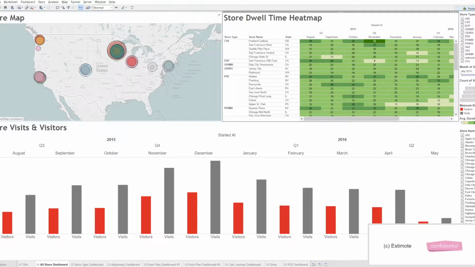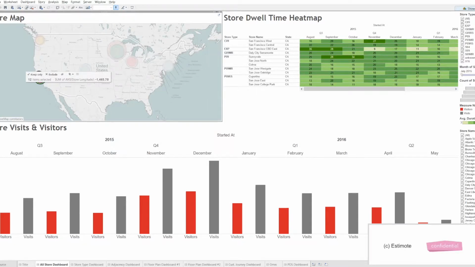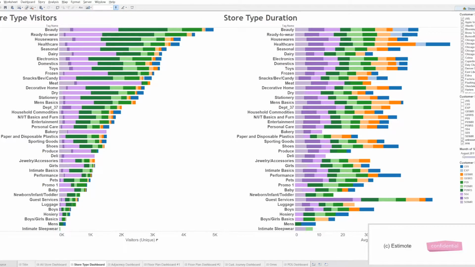So in this example, let's use California, highlight the portion or region, and the entire dashboard automatically updates dynamically for that region. Right now, we're looking only at data for California, and clicking out brings us back to the entire view. Let's move on to dashboard 2.